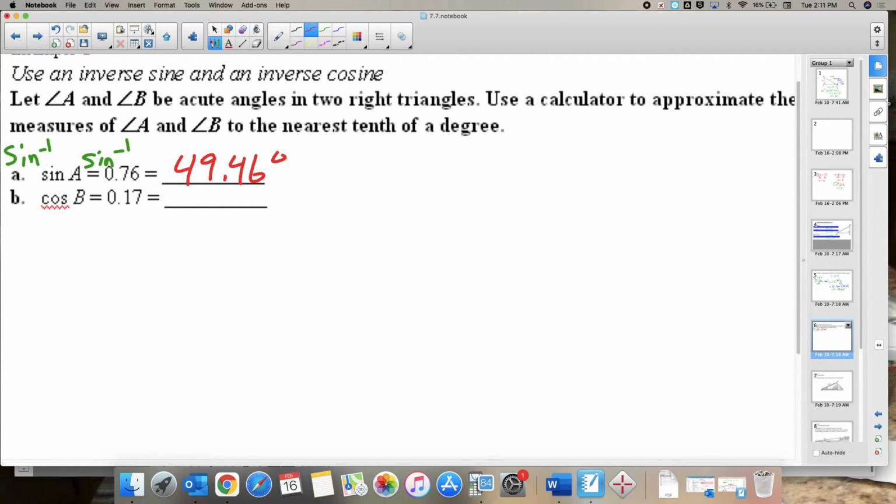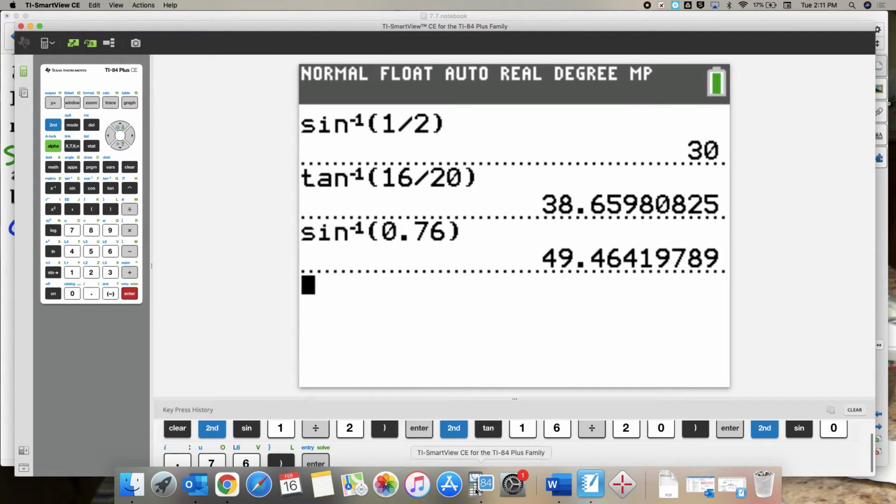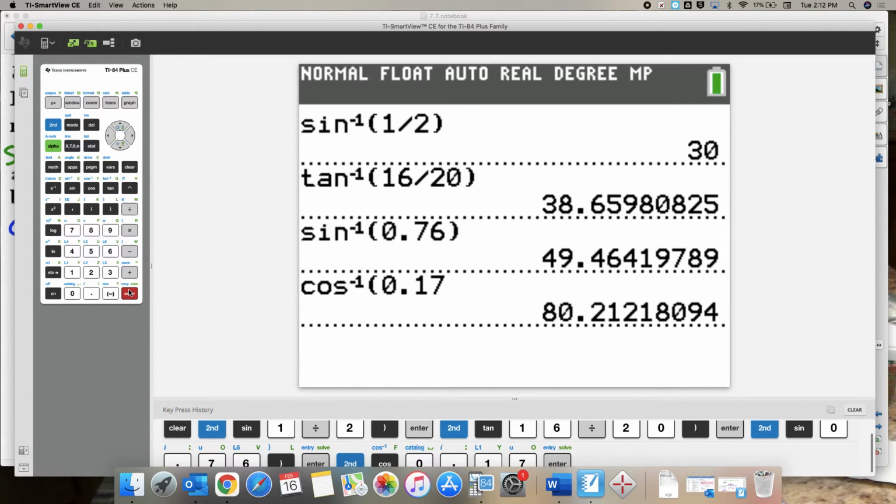For the second one, we're going to do the cosine inverse of both sides. So these cancel out, and angle B will be the cosine inverse of 0.17. We get 80.21 degrees.